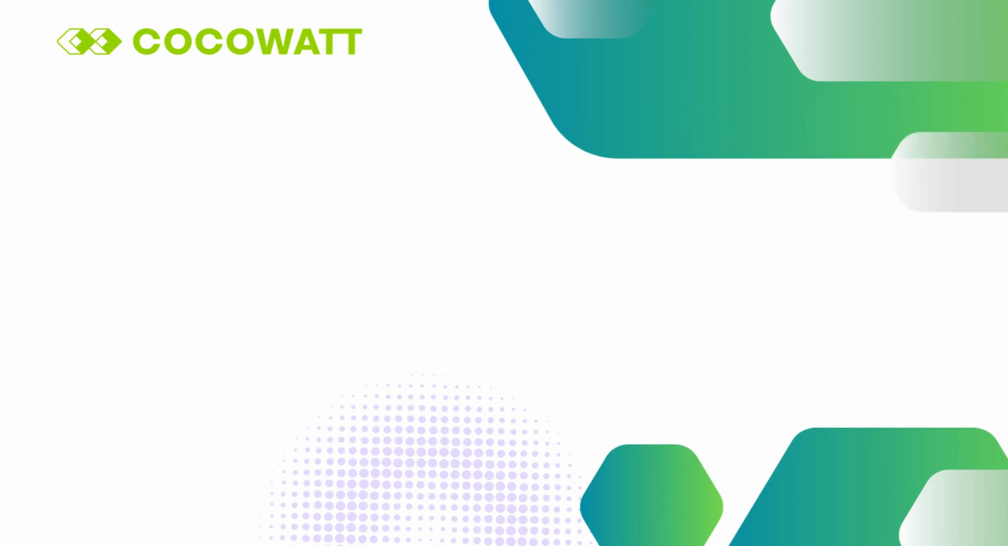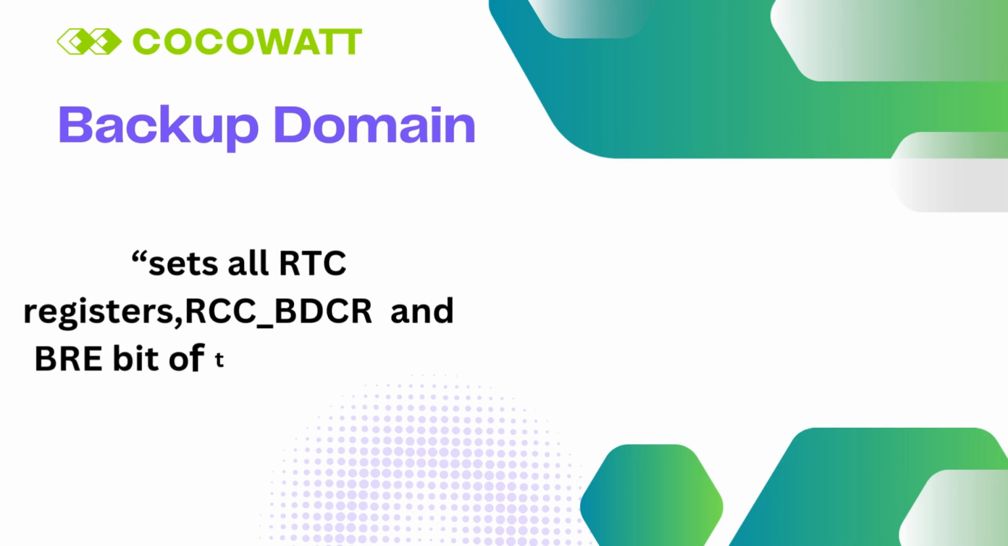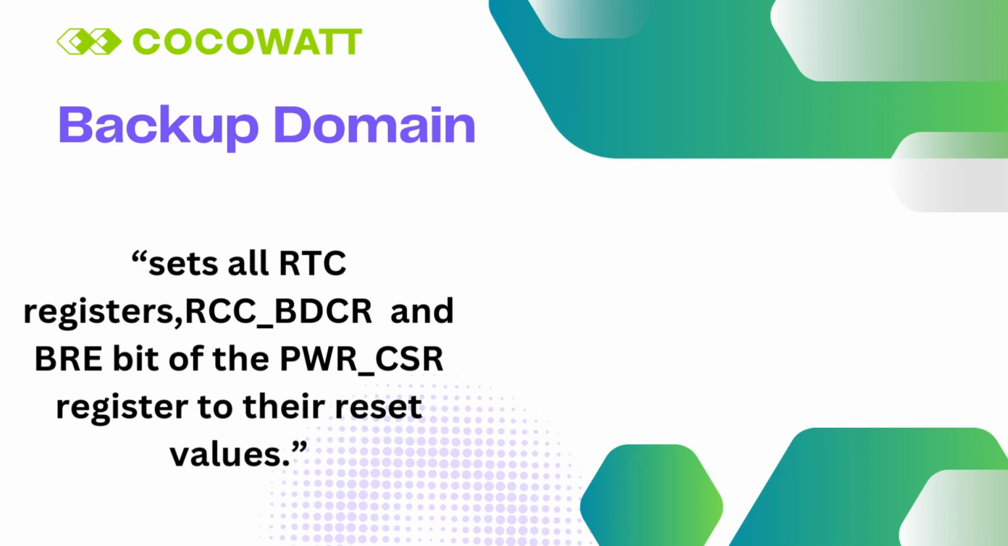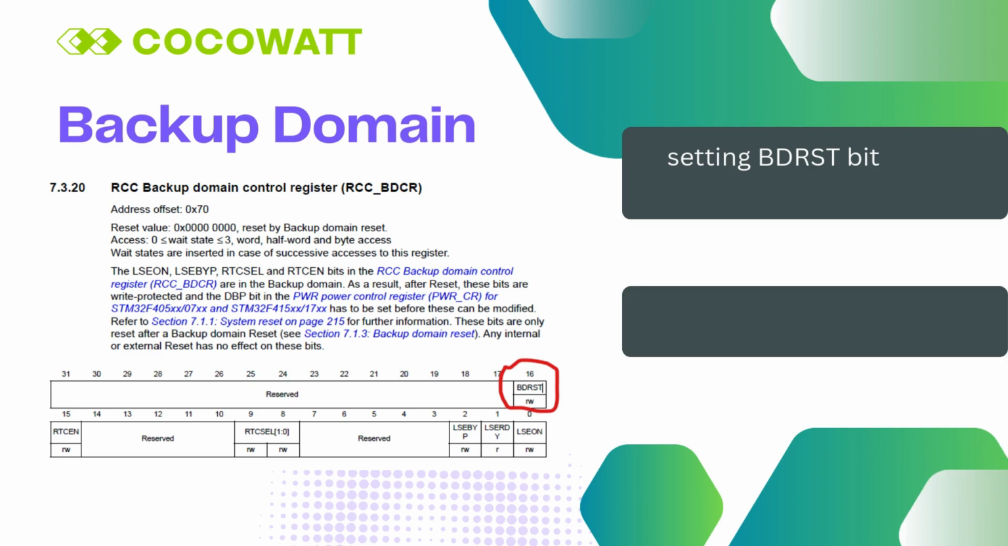Backup domain reset. This reset sets all RTC registers, the RCC BDCR register and the BRE bit of the power CSR register to their reset values. This reset can be triggered by setting the BDRST backup domain reset bit in the RCC backup domain control register. Also VDD or VBAT power on, if both supplies have previously been powered off.